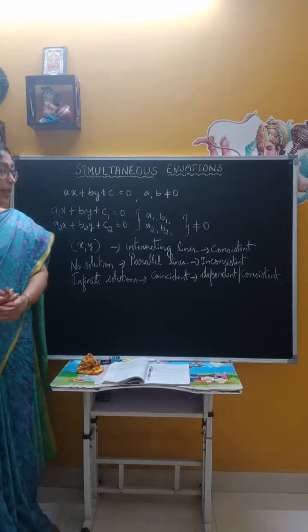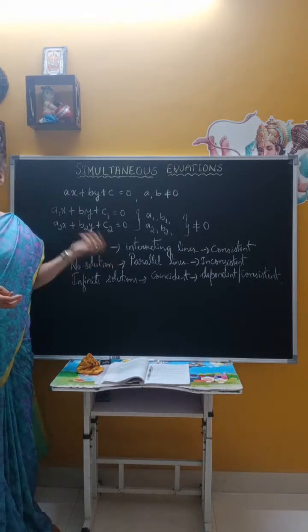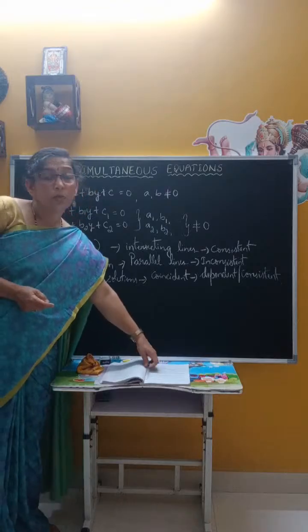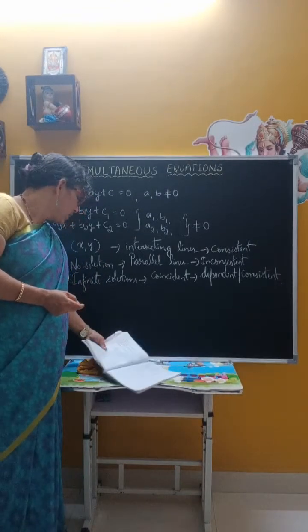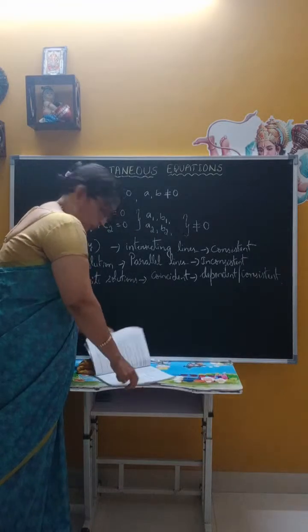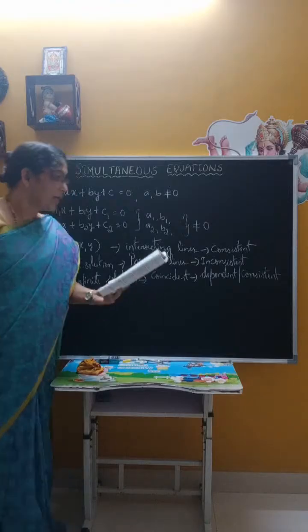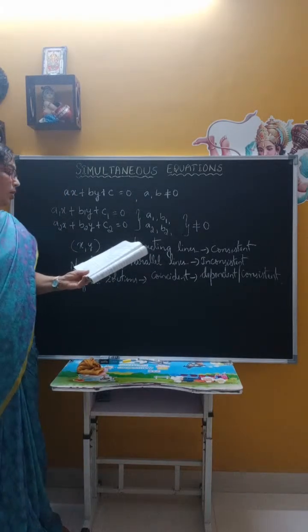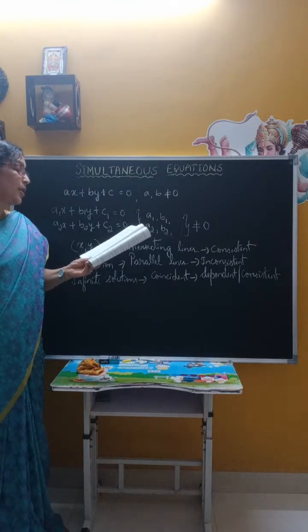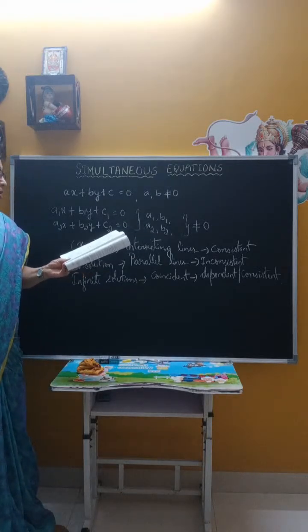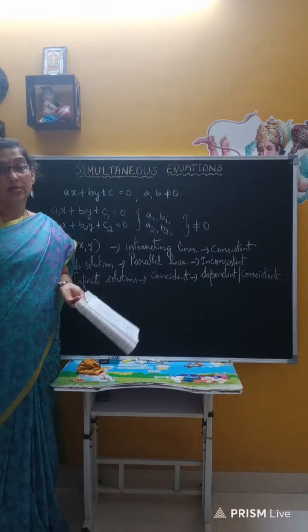Now, let us start with an expression, with a pair of linear equations. To find this, I'll take the problem from your exercise only. That is in exercise 3.2. Okay, let us take the second main in that. It is on comparing the ratios a1 by a2, b1 by b2 and c1 by c2, find out whether the lines representing the following pairs of linear equations intersect at a point, are parallel or coincident.